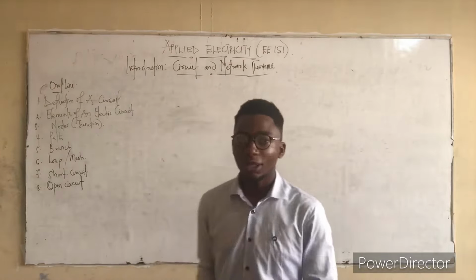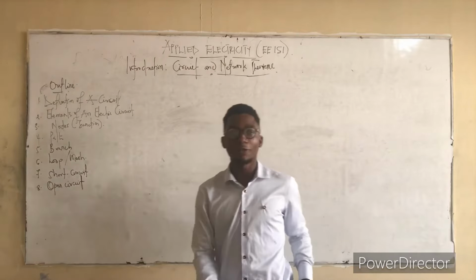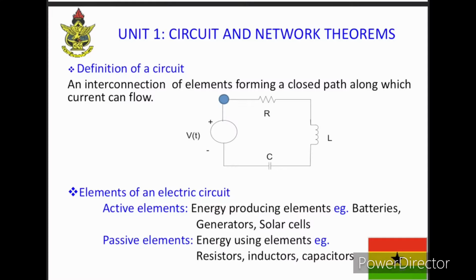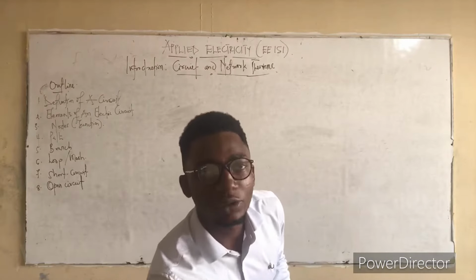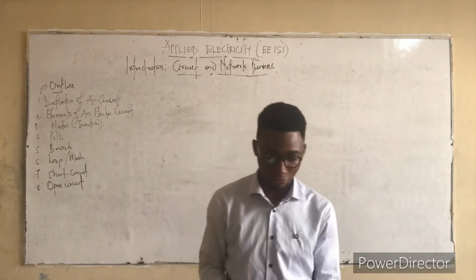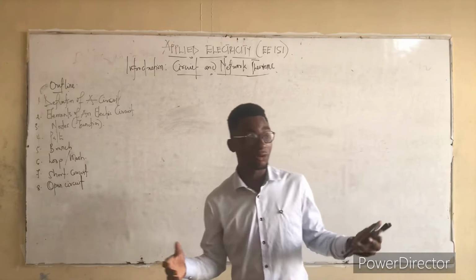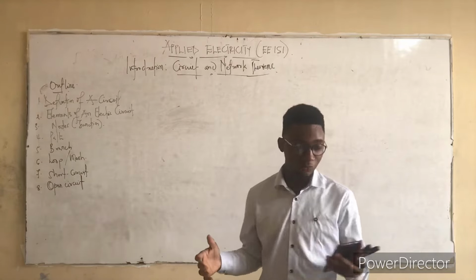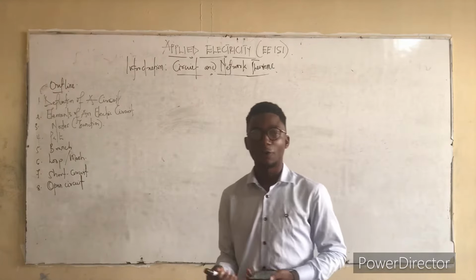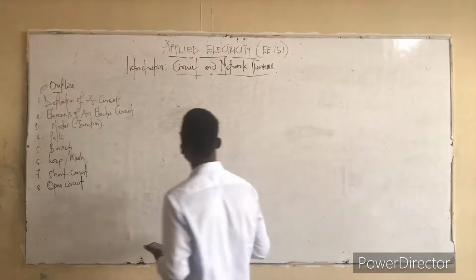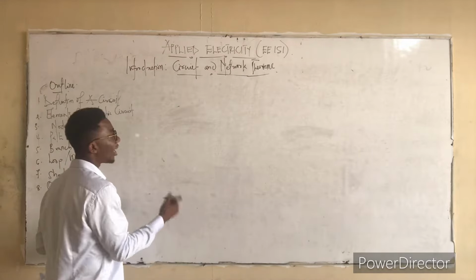So, dealing with the definition of a circuit. When you say a circuit, what do you mean by a circuit? A circuit is simply an interconnection of elements that is formed along a closed path in which current can pass through.